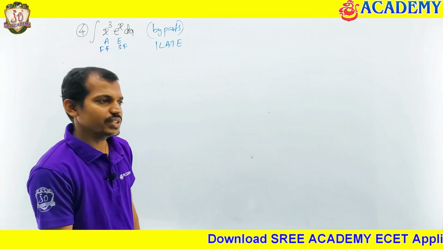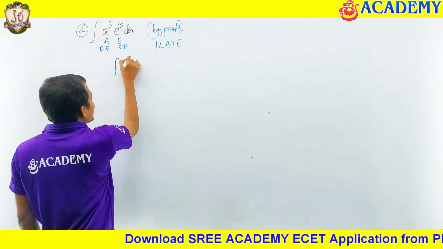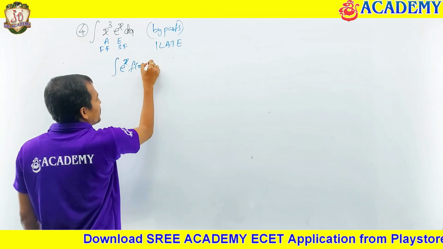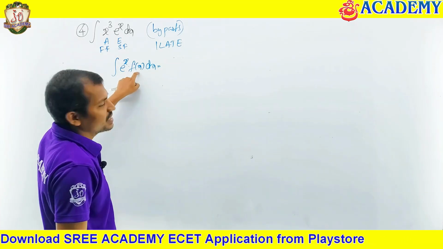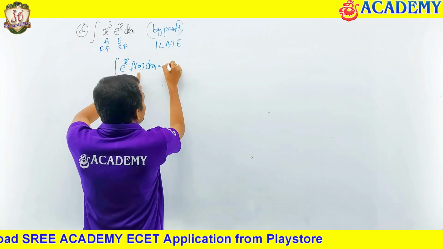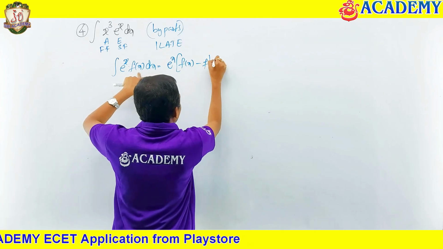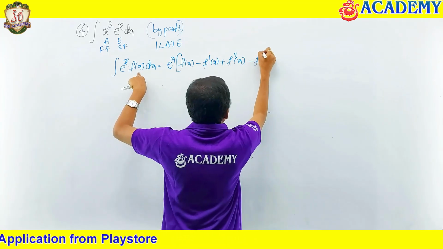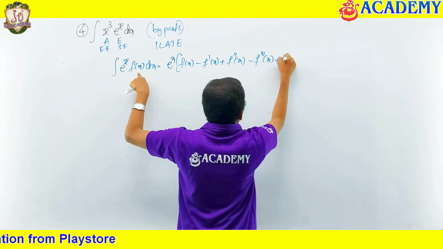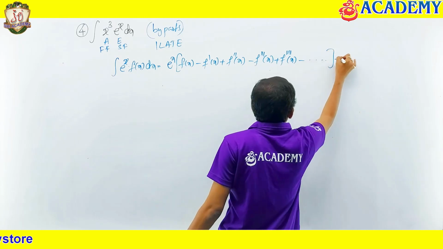I am going to give an easy formula. Whenever integral e power x into f of x, if f of x is an algebraic function, the answer is going to be e power x into f of x minus f dash of x plus f double dash of x minus f triple dash of x plus f double dash of x minus, and so on.